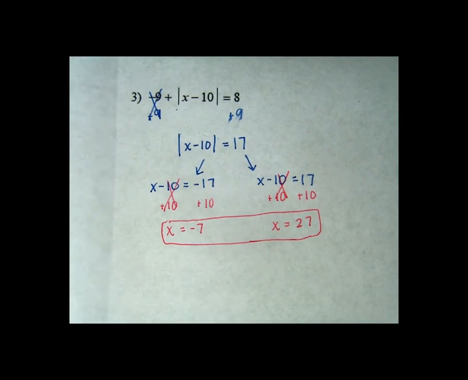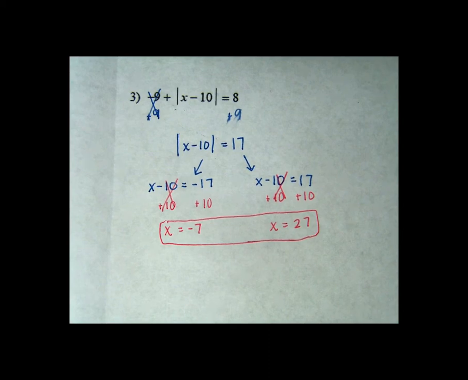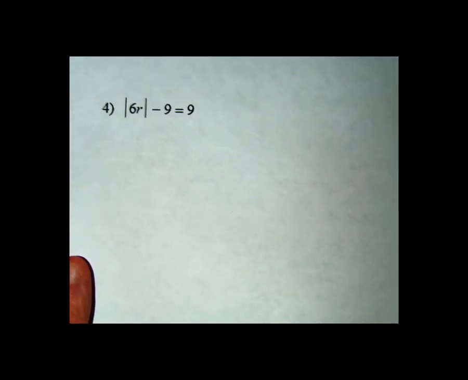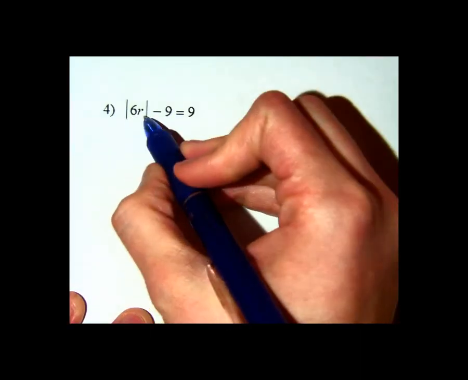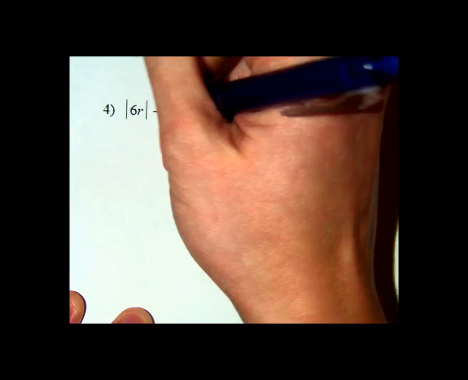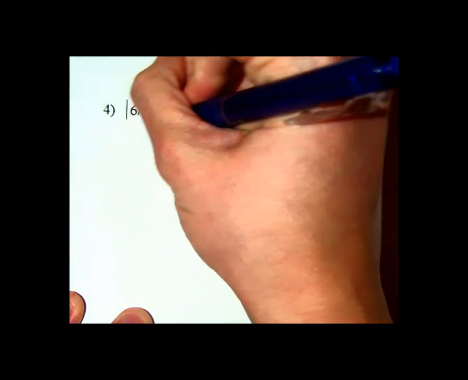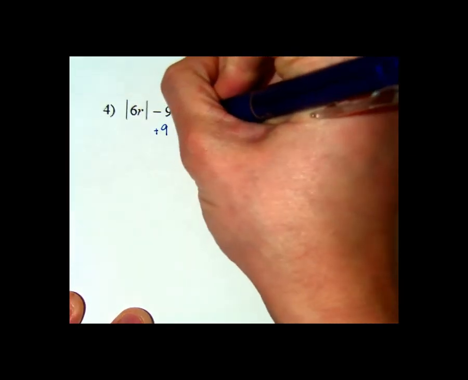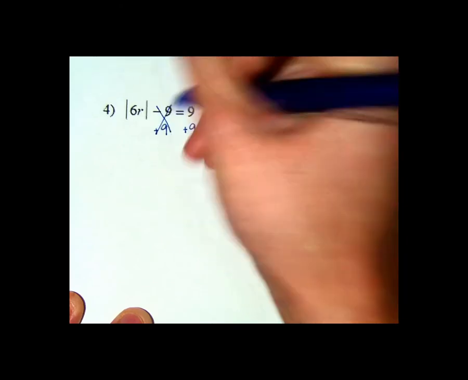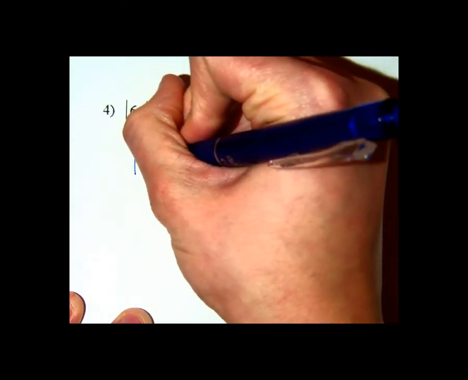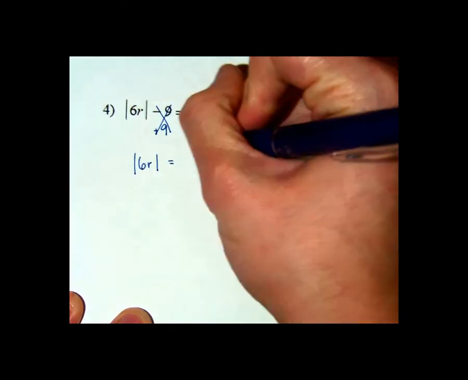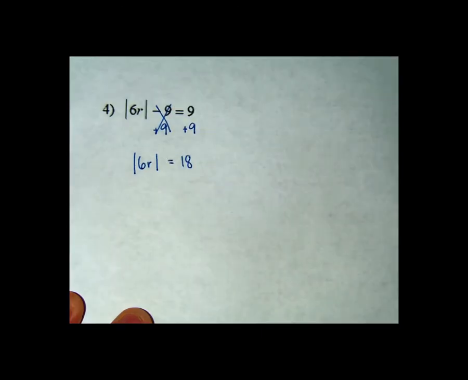Let's look at number 4. All of these are the same process. If you're working on this by yourself, it's a good idea to pause this video and work number 4 yourself. We have to isolate the absolute value. Here's the absolute value. We have to move this 9 over. It is again a negative 9 or minus 9. It's the same. So we have the absolute value of 6r equals 18. That's step 1.